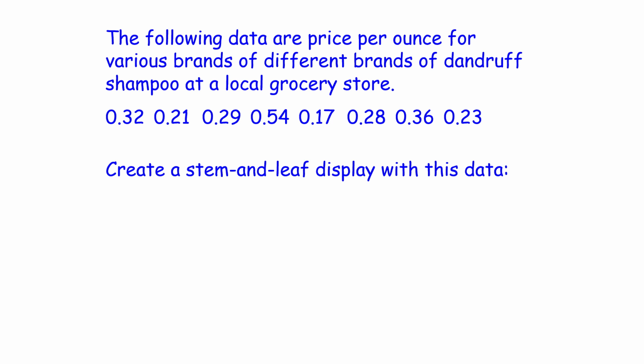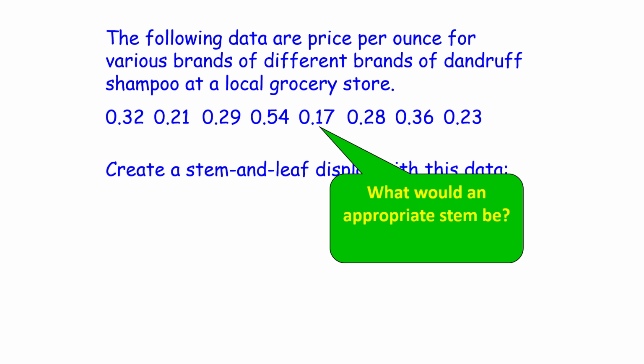So let's consider this. The following data are price per ounce for different brands of dandruff shampoo at a local grocery store. So we've got 32 cents, 21 cents, 29 cents, 54 cents, 17 cents, 28 cents, 36 cents, and 23 cents. And it wants us to create a stem and leaf display with this data. Well, what would be an appropriate stem? What do you think? Would you use 0? Would you use 1, 2, 3, 4, 5? Would you use 10, 20, 30, 40, 50?